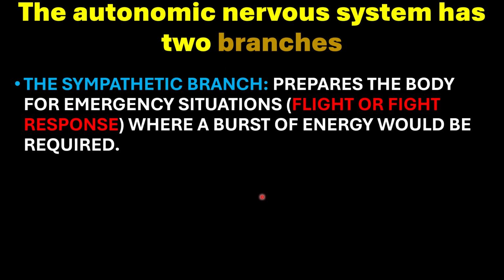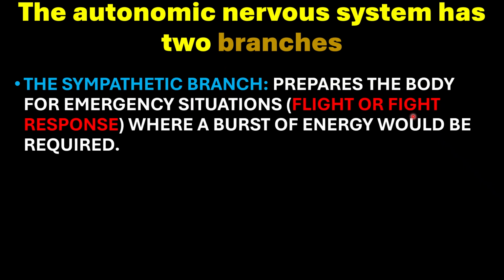The sympathetic branch prepares the body for emergency situations where a burst, a release of energy will be required. So any situation that demands the release of energy falls under the sympathetic branch. Examples of such situations are when you are under attack or when you are attacking something. When you are under attack, you have to engage in flight. That's when you run from danger. Or when you are attacking, that is when you are fighting.